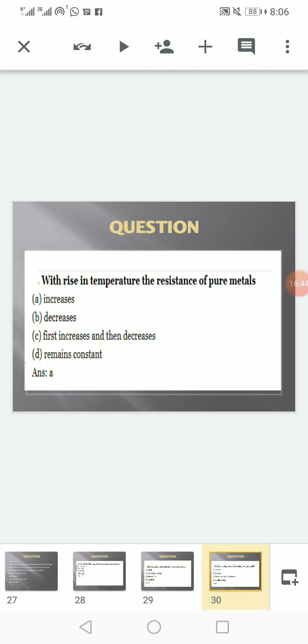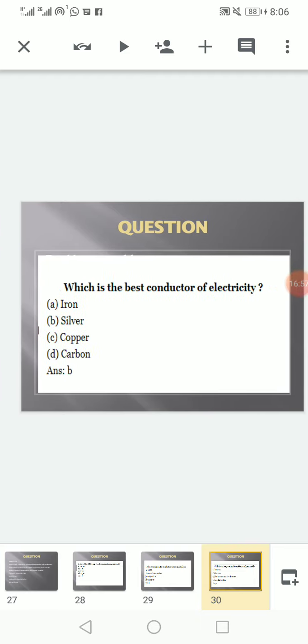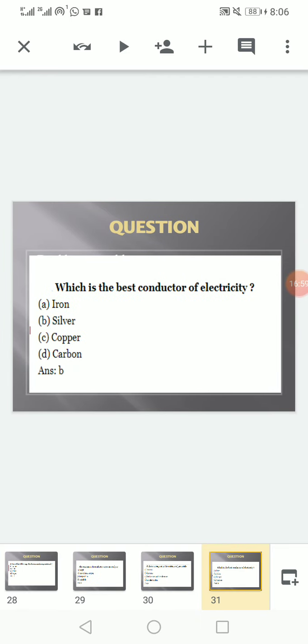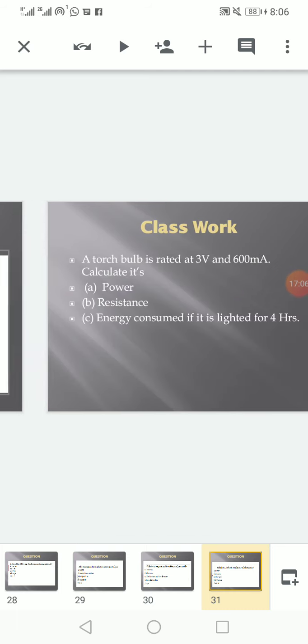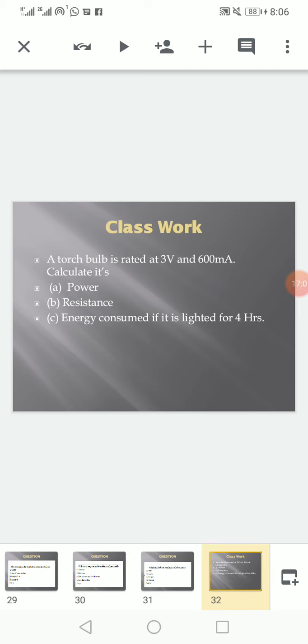With a rise in temperature, the resistance of a pure metal does what? Increases, decreases, first increases and later decreases, or remains constant? The answer is increases. Which is the best conductor of electricity? Iron, silver, copper, or carbon? The answer is silver. And this is a classwork again for you, which I will ask you to explain how you arrive at your answer in our Zoom lesson.